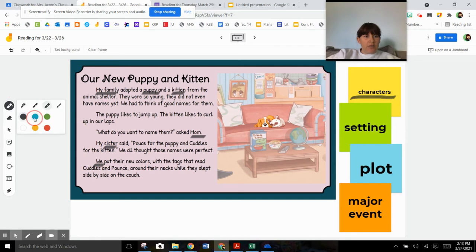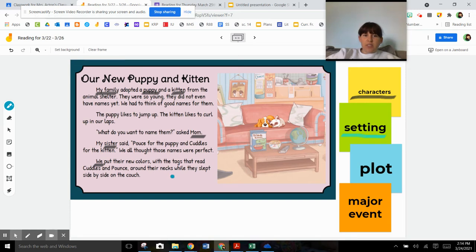Let's do setting. Let's do setting in blue. All right, so the setting is where the story takes place. So on here in the words, it talks about how the kitten likes to curl up in our laps and the puppy likes to jump up. So that kind of gives you a clue that it must be somewhere where they're sitting down or somewhere where it's safe for the puppy to jump up and down.